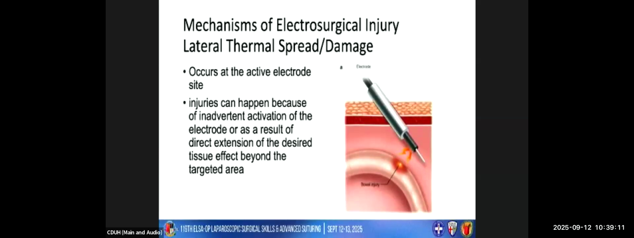Let's talk about the mechanisms of electrosurgical injury. The first would be lateral thermal spread damage. This usually occurs at the active electrode site. Injuries can happen because of inadvertent activation of the electrode as a result of direct extension of the desired tissue effect beyond the target area. So these usually occur when you put the electrosurgical power at the highest mode.